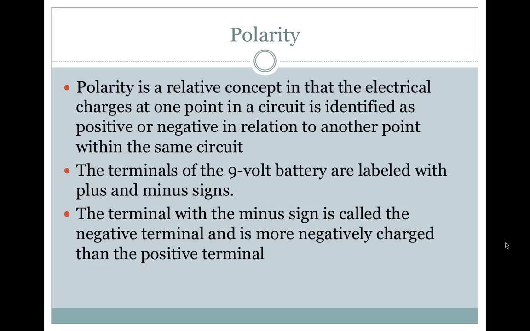Polarity. Polarity is a relative concept in which the electrical charge at one point in a circuit is identified as positive or negative in relation to another point within the same circuit. The terminals of a 9-volt battery are labeled with plus and minus signs. The terminal with the minus sign is called the negative terminal and is more negatively charged than the positive terminal.